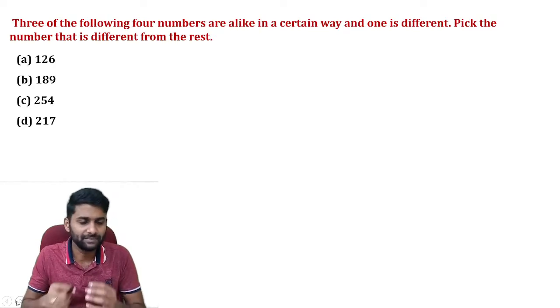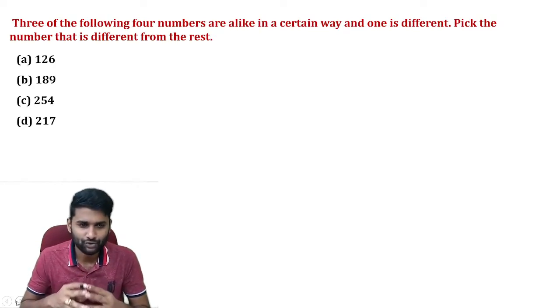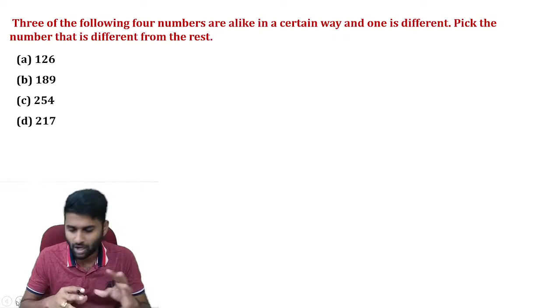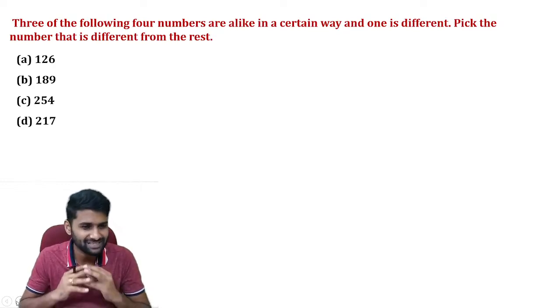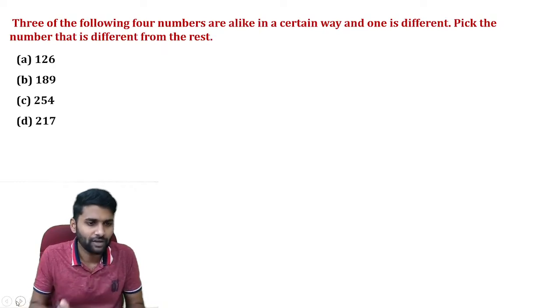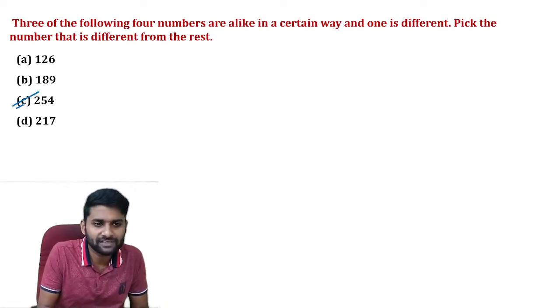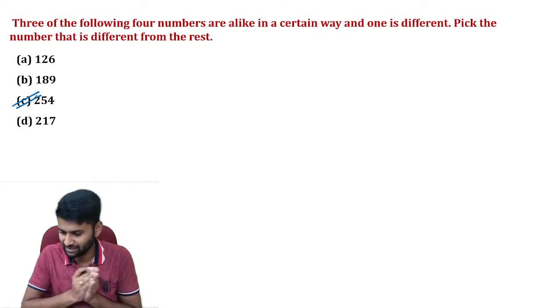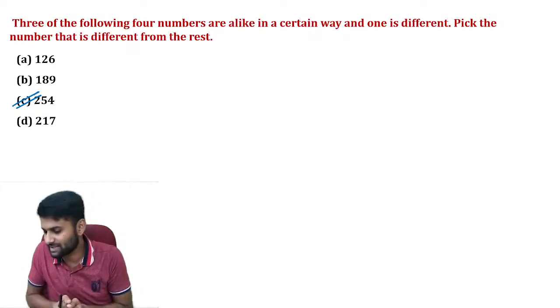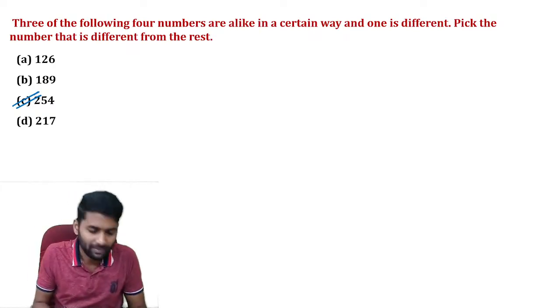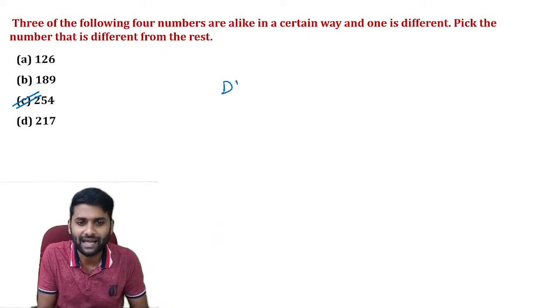Now see here the numbers 126, 189, 254, and 270. Out of all these numbers, which one is completely different? Now if you observe, guys, 254 is completely different from the others. Can anyone tell me why it is the odd one out? Because except 254, the remaining 3 numbers are exactly divisible by 7.